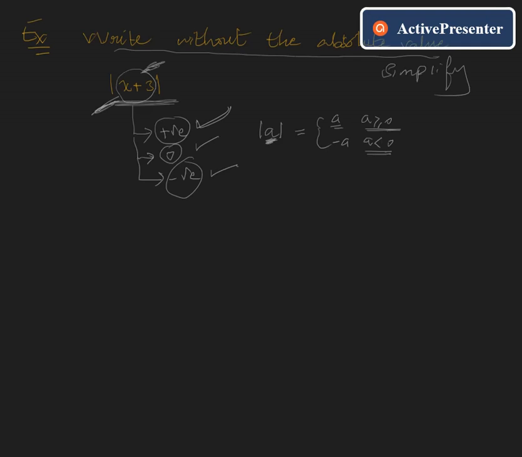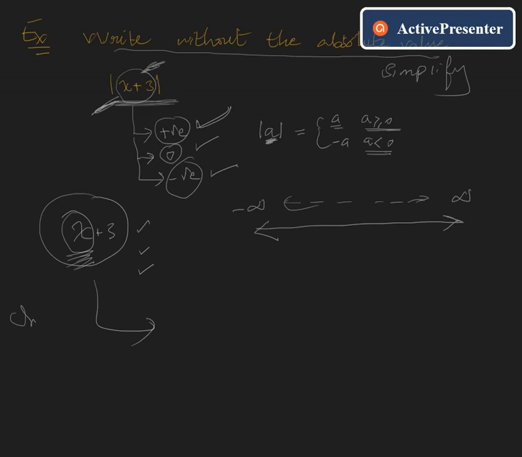You cannot say that x plus 3 is always positive, 0, or negative. X plus 3 can take different values because we have x here. X can take any number on the real number line, from here up to here. So x plus 3 changes, sometimes positive, sometimes 0, sometimes negative.